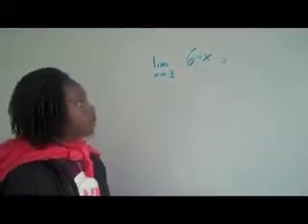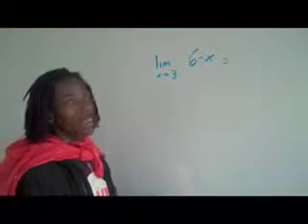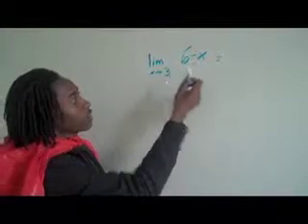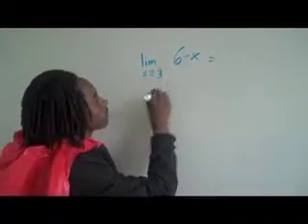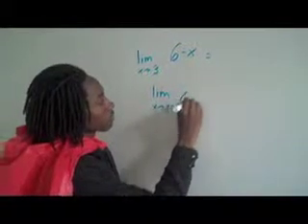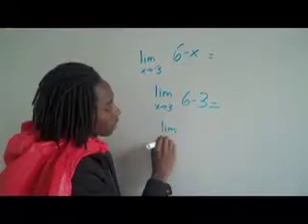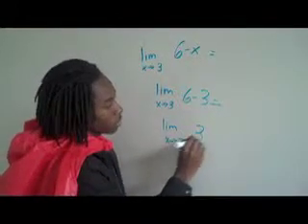Okay, so we're going to solve this limit using the substitution method. So simply all you're going to do is plug in this 3 for x. Six minus 3, therefore the limit as x approaches 3 is simply 3.